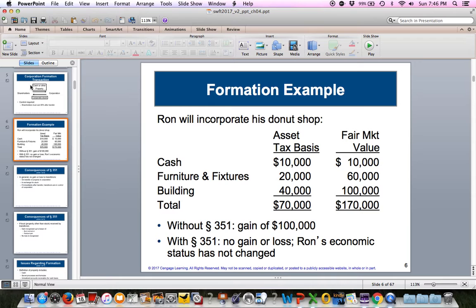and you can see that we're going to have some assets donated at a tax basis and a fair market value. You can see furniture, cash, furniture and fixtures and building, total of 70 versus 170 between the tax basis and the fair market value. Section 351, without that there's a gain of 100,000. With it, no gain or loss. Ron's economic status is not changed.